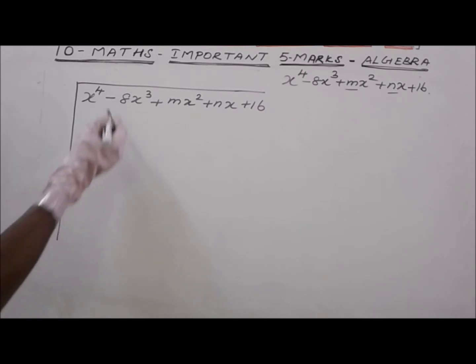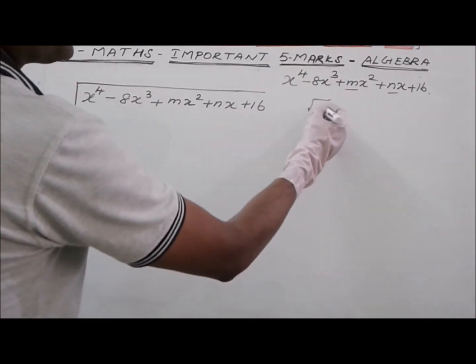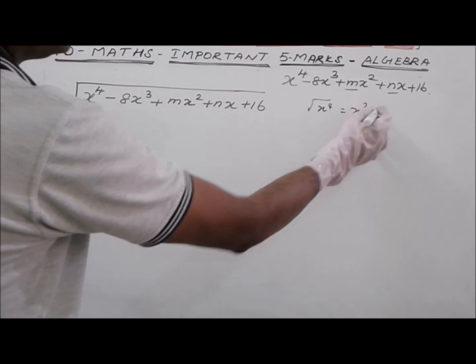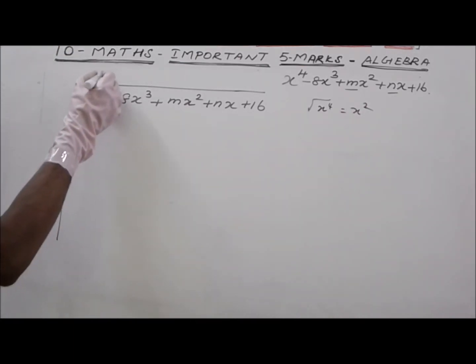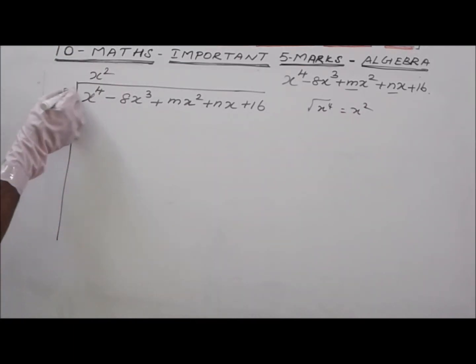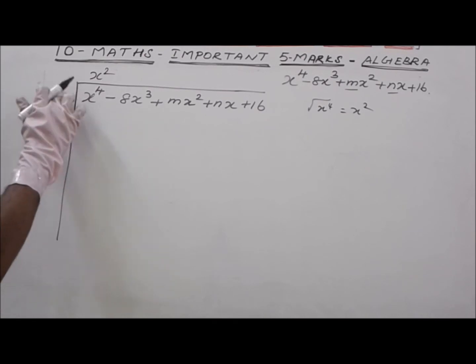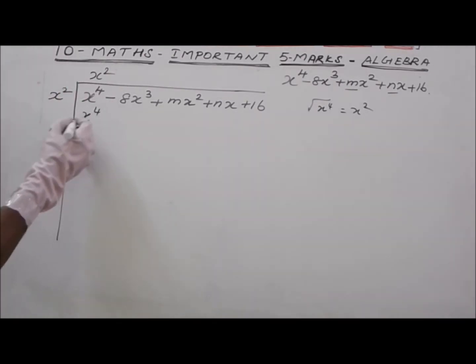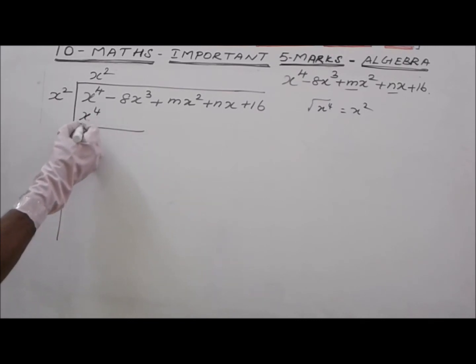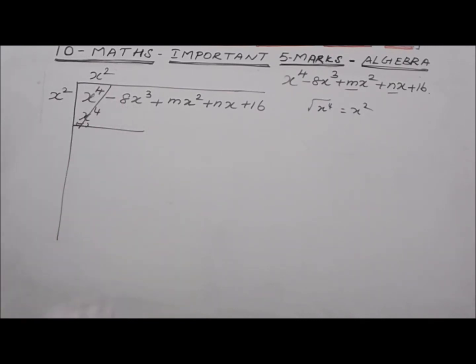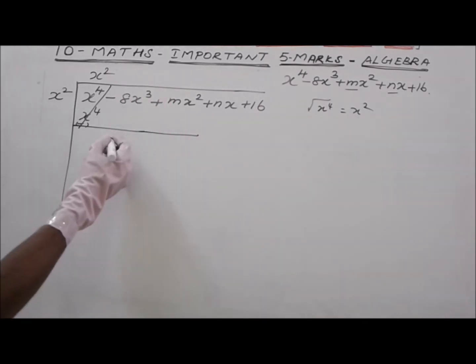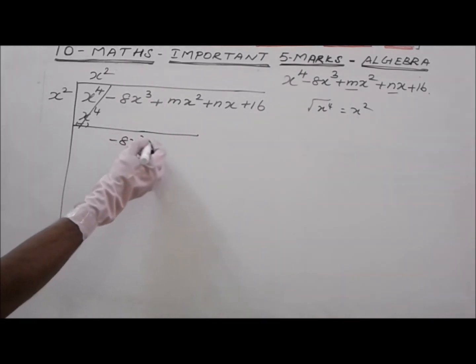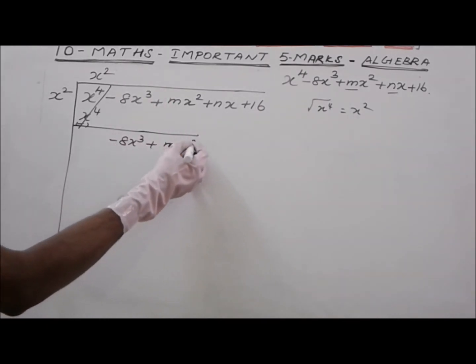First find the square root of x power 4. The root of x power 4 is equal to x square. So writing x square here and here. Multiplying these two, x square into x square equals x power 4. So x power 4 and we subtract, it gets cancelled. And the remaining two terms are taken, minus 8x cube plus mx square.